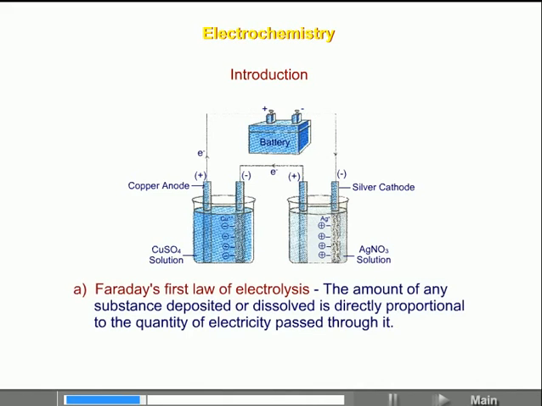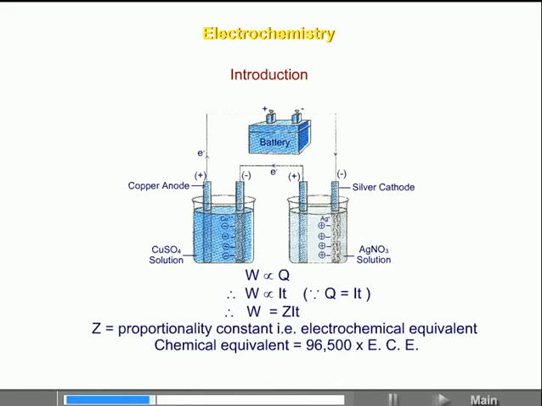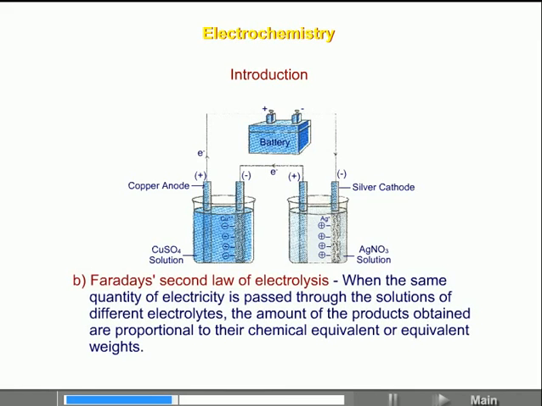Faraday's first law of electrolysis. The amount of any substance deposited or dissolved is directly proportional to the quantity of electricity passed through it. W is directly proportional to Q. Therefore, W is directly proportional to I t, as Q is equal to I t. Therefore, W is equal to Z I t. Z is the proportionality constant, that is electrochemical equivalent. Chemical equivalent is equal to 96,500 multiplied by ECE.